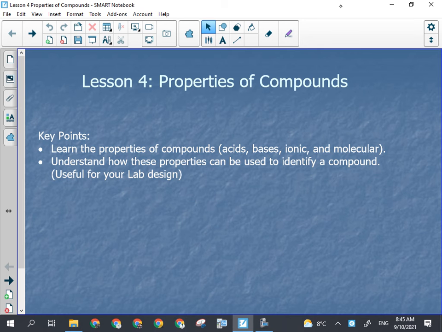So key points for today, we need to learn the properties of compounds. That would be acids, bases, ionic, molecular, all of that kind of stuff, and understand how those properties can be used to identify a compound, which will be useful when we design our procedure on Monday. Right, so you're actually going to have to write out the procedure for this lab. It's the only lab we do where you have to do that, but I'm basically going to walk you through it and say, here are the 5 tests you need to run. You just need to basically write instructions on how to run them, which I will tell you, and you can basically just write them down. It's pretty easy. 5 easy marks on your lab report if you follow instructions carefully. Yeah, questions so far?